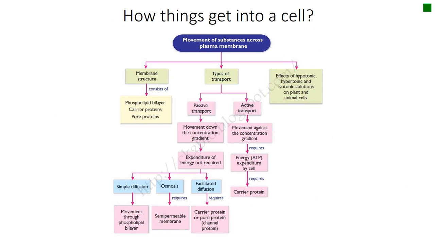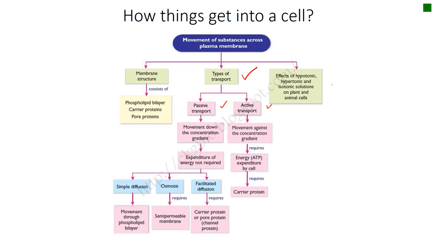To understand how substances move across the plasma membrane, this mind map will help you to understand the full concept. The first part of this mind map, the membrane structure, we will not talk about anymore because we have covered it in the previous class. Now we are here, types of transport through the plasma membrane. The classification consists of two, passive transport and active transport.